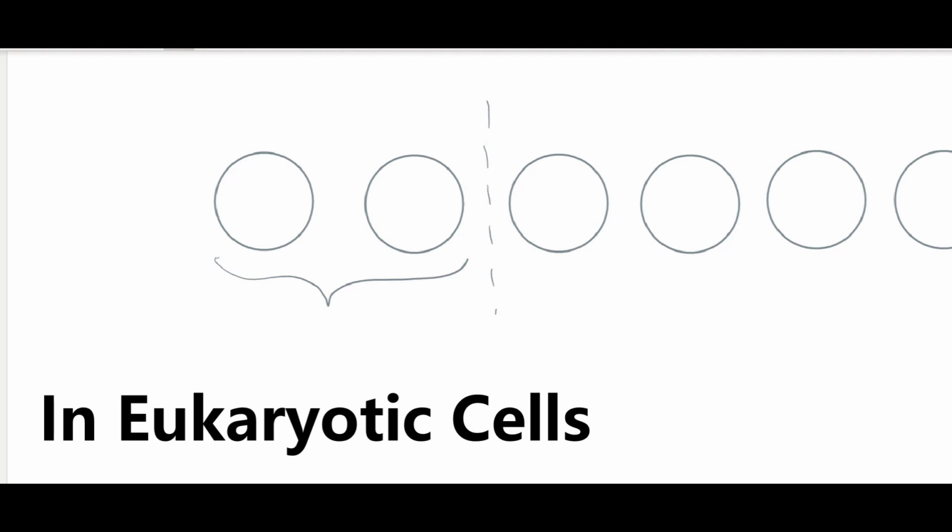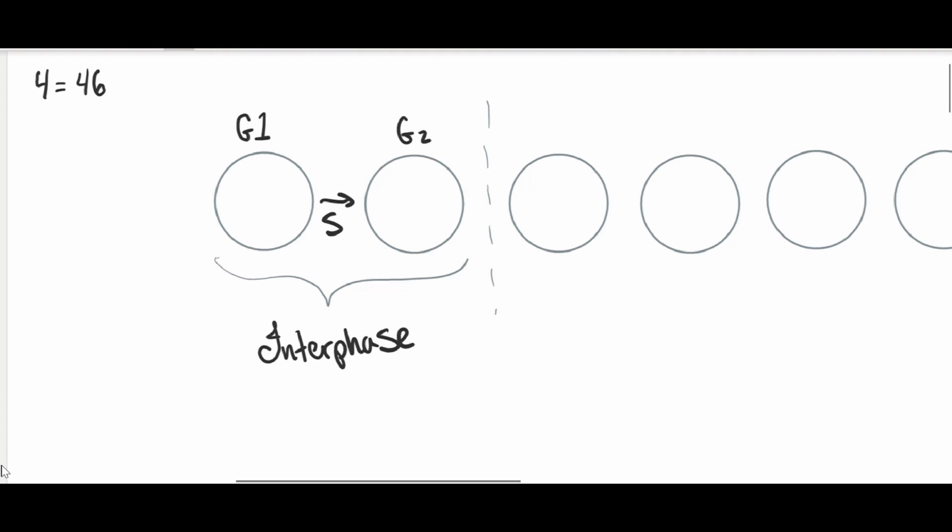So the first part of the cell cycle for our eukaryotic cells is interphase, which, as you may remember, is divided into 3 subphases. We have our G1 phase, our S phase, and our G2 phase. So for the purposes of this drawing, instead of drawing out 46 chromosomes in each cell, we're going to let 4 drawings of a chromosome represent 46. Sound good? Okay, and I'll do my best to color code as well.